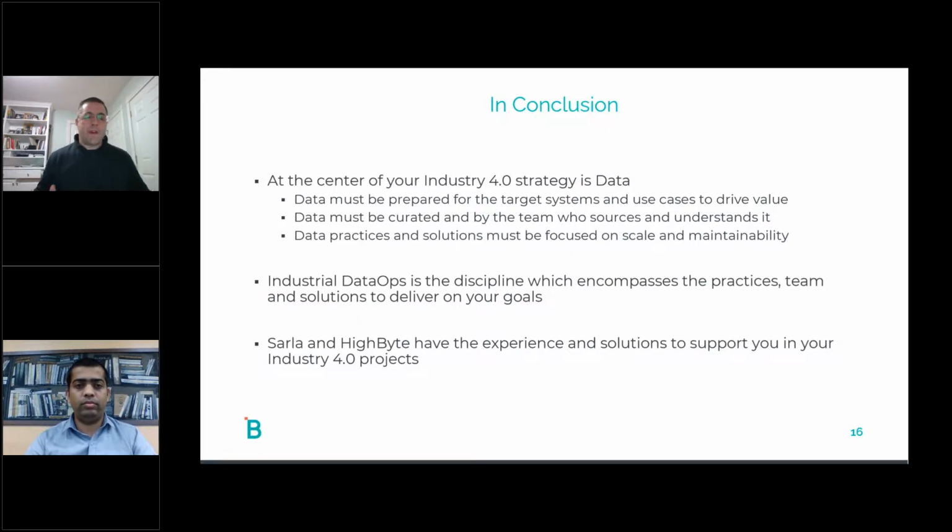So in conclusion, the center of your Industry 4.0 strategy has to be data. Data, it's the water, it's the fuel to drive the strategy. However, it must be prepared for the target system for specific use cases. It must be curated by the team that understands it, which in our industrial world is the OT team. And the practices that we use and the solutions that we use must be focused on scalability and maintainability.